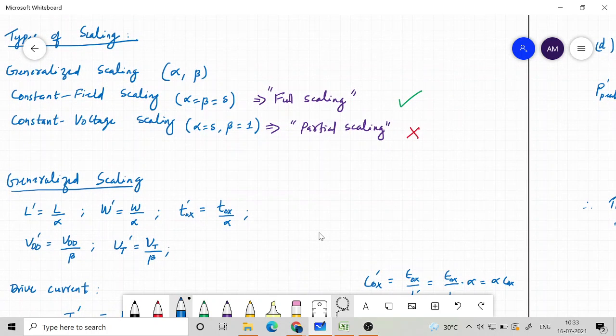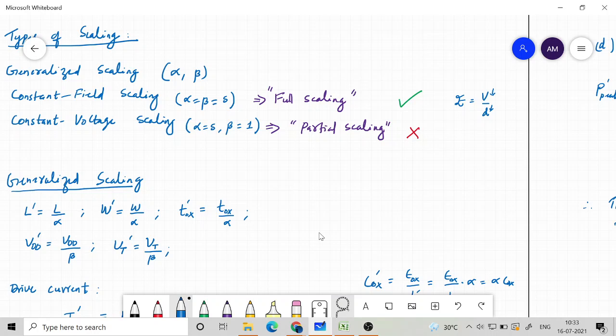And why is it called constant field scaling? Because field is what? Field is basically voltage divided by distance. So if voltage is not scaled and distance is scaled, then the electric field is going to go up, which is not good. But if both are scaled, then electric field, which is voltage by distance, will remain constant. So that's why it is called constant.